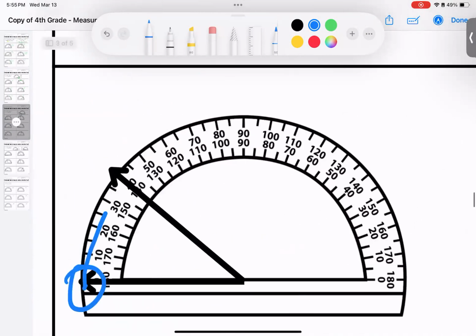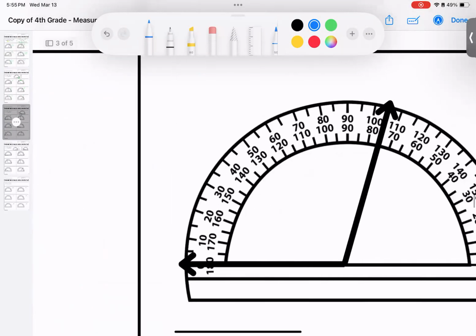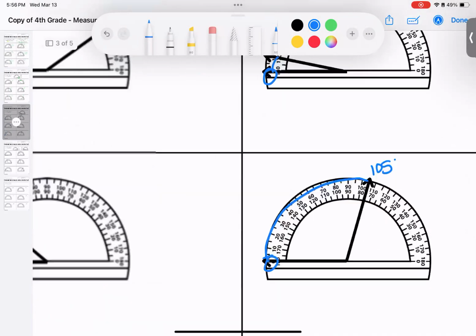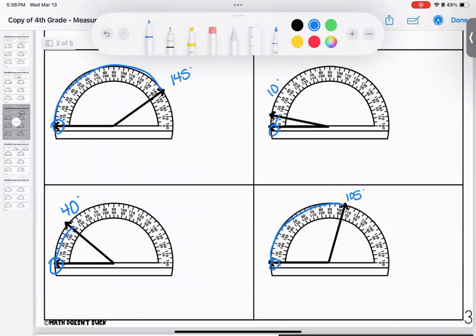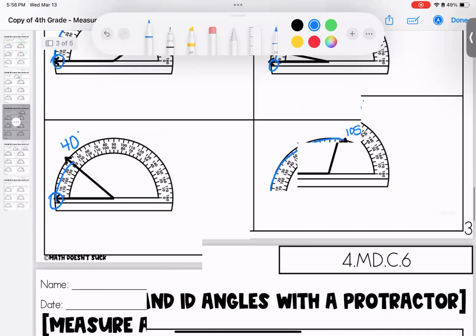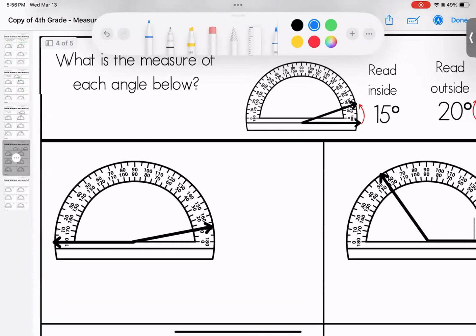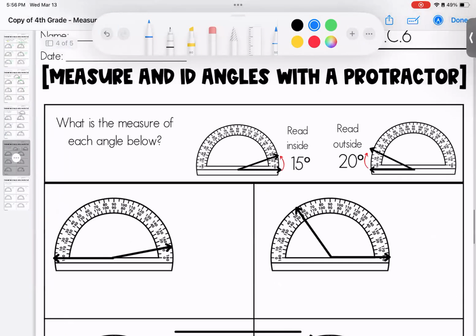Here's my zero following my numbers to 40 degrees. Here's my zero following my numbers to 105 degrees. If you have questions on reading your outside numbers, go ahead and bring them with you to class. Here we go. We are either reading inside or outside.